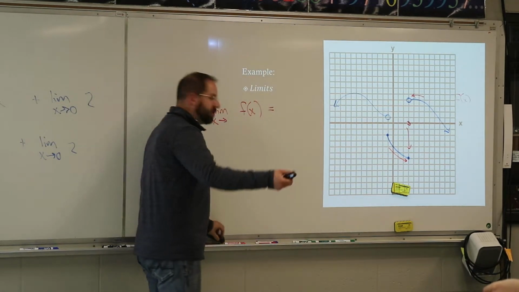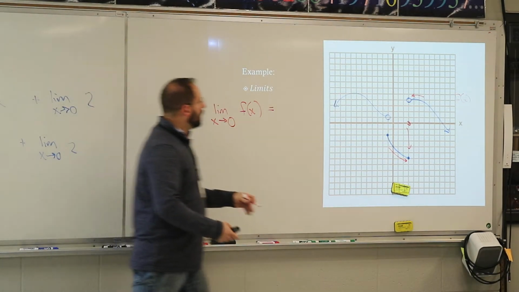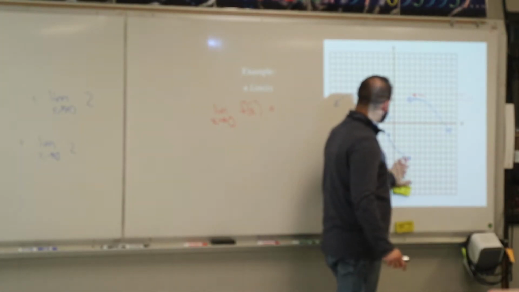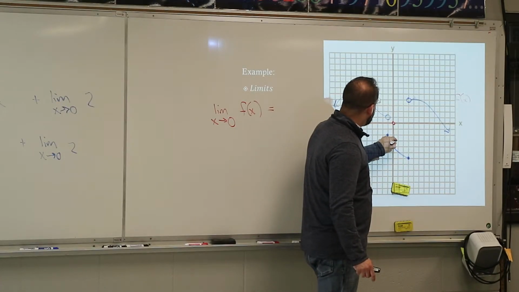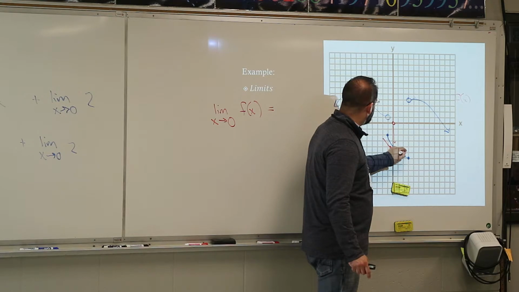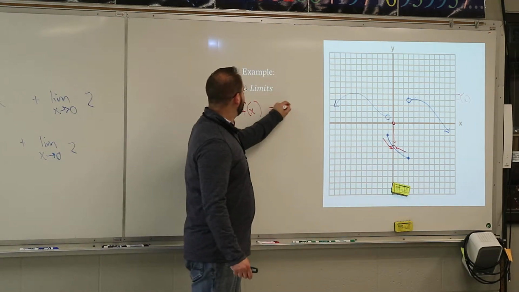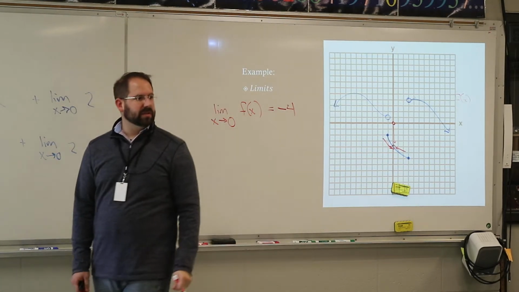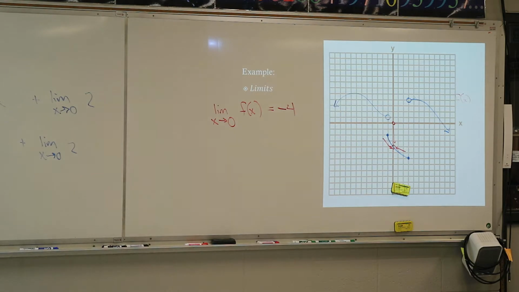So if we're approaching 0 from the right and left side, they won't have the plus or minus sign, they'll just say 0. So that means I gotta find 0 on the x-axis. So here's 0 on the x-axis. I'm gonna go find my graph. I'm gonna approach from the right and left side. What is the number I'm hitting? Negative 4. That limit existed because I was approaching the same number.